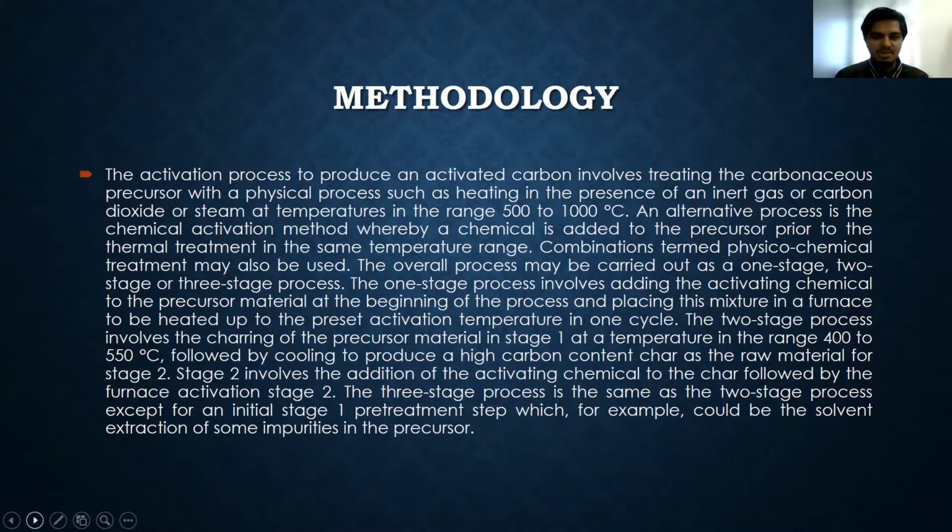The overall process may be carried out as a one-stage, two-stage, or three-stage process. The one-stage process involves adding the activating chemical to the precursor material at the beginning of the process and placing the mixture in a furnace to be heated up to the preset activation temperature in one cycle. The two-stage process involves the charring of the precursor material in stage 1 at a temperature in the range of 400 to 550 degrees Celsius, followed by cooling to produce a high carbon content char as the raw material for stage 2. Stage 2 involves the addition of activating chemical to the char followed by the furnace activation. The three-stage process is the same as the two-stage process except for an initial stage 1 pre-treatment step, which for example could be solvent extraction for some impurities in the precursor. Next slide.